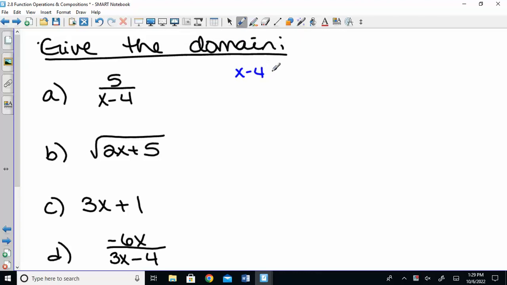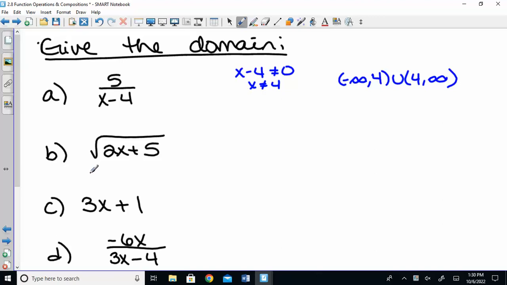4 minus 4 cannot be 0. So you saw that x can't be 4. So it can be anything smaller than 4, it can be anything bigger than 4. So what is my interval? It can't be 4, so the 4 gets parentheses. Remember, parentheses is for not equal to.